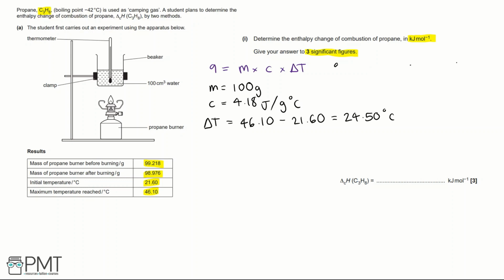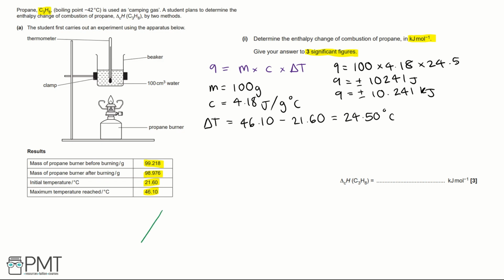energy. So Q is equal to 100 multiplied by 4.18 multiplied by 24.5. That's going to equal plus or minus 10,241 joules. But we want this in kilojoules eventually, so Q is equal to plus or minus 10.241 kilojoules. Now we're going to work out moles, and we're going to do this using an equation triangle.